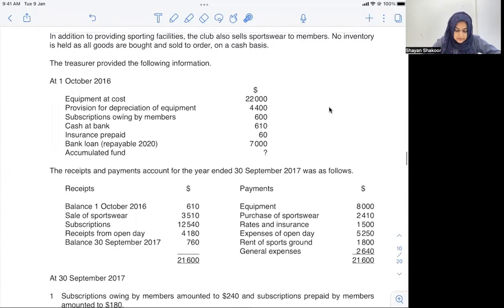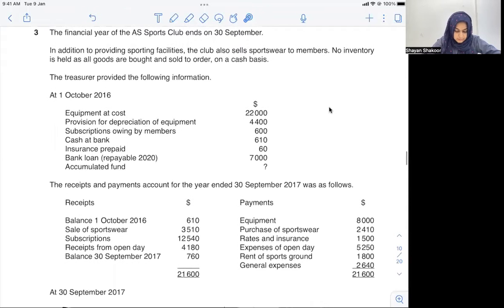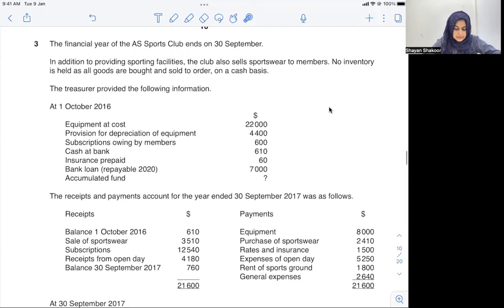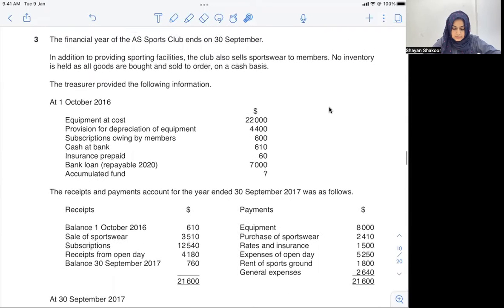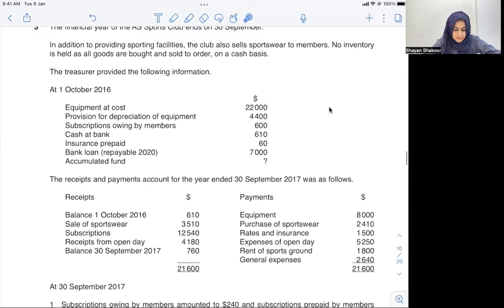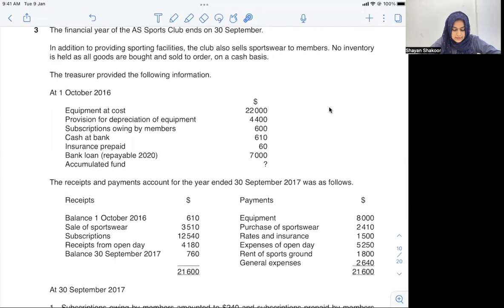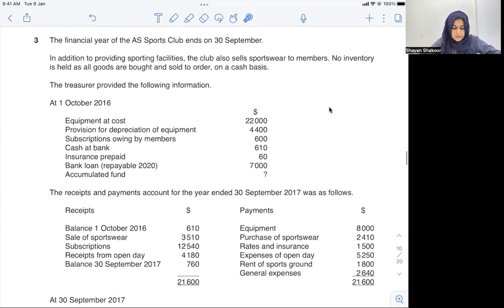Hi guys, this is a question from IGCSE Accounting. It's on clubs and societies, and the question is telling you the financial year of AS Sports Club ends on 30th September. In addition to providing sporting facilities, the club also sells sportswear to members. No inventory is held as all goods are bought and sold to order on a cash basis. So whatever is being bought is paid for in cash, and whatever is being sold is also sold for cash.